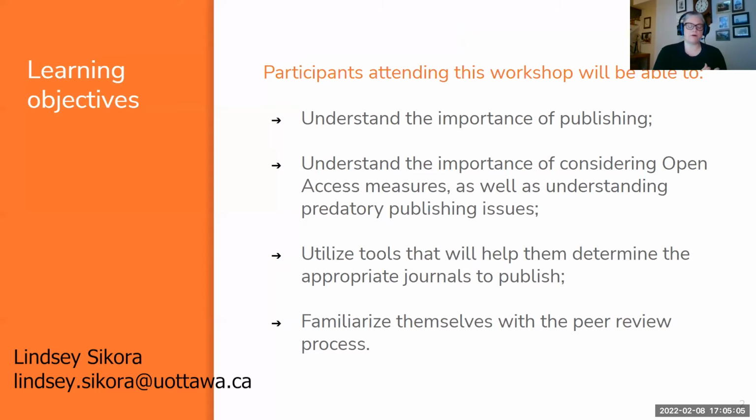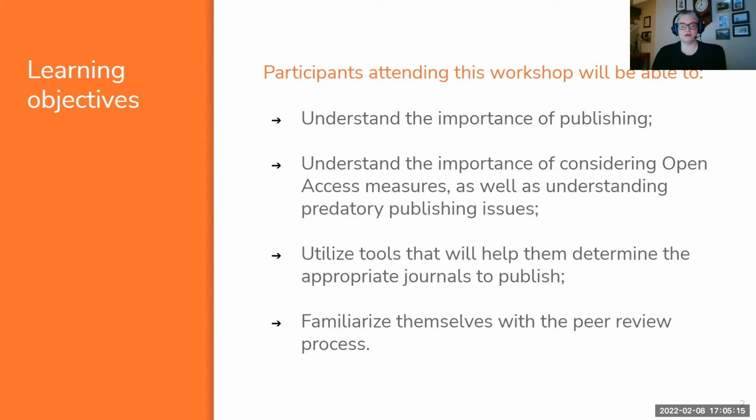So most people probably already understand the importance of publishing, but what we're going to do is kind of just highlight some important factors for that. And then we're going to talk to you about why it's really important to consider open access measures, what that means, what predatory publishing is, and what issues you should be aware of.